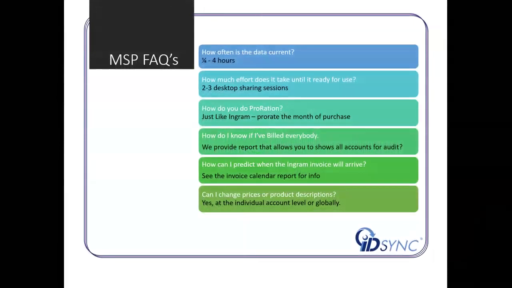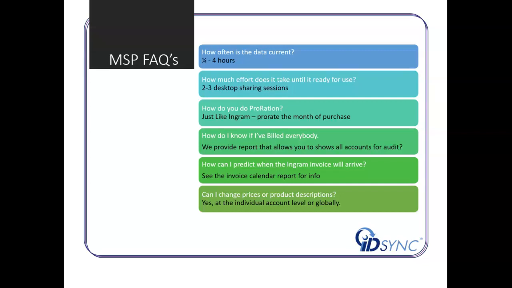So there are some common questions, and we're coming up on the hour, but we get a lot of current, sometimes people say, how often is the data updated? And the answer is anywhere from 15 minutes to 4 hours, somewhere in that window. So if you use the word on average, you might say on average it's about every 2 hours. Depends on where you came into the queue. How much effort does it take to get started? It's 2 or 3 desktop sharing sessions. That's all it is.